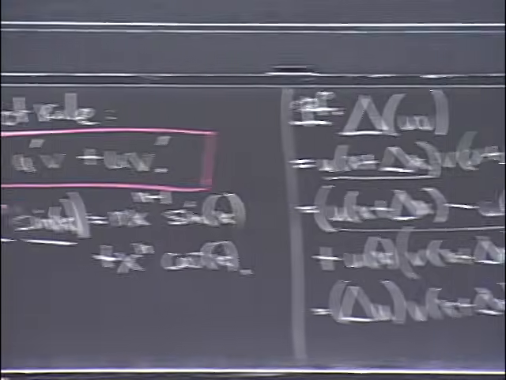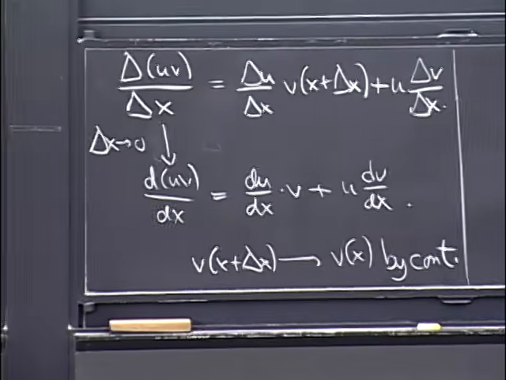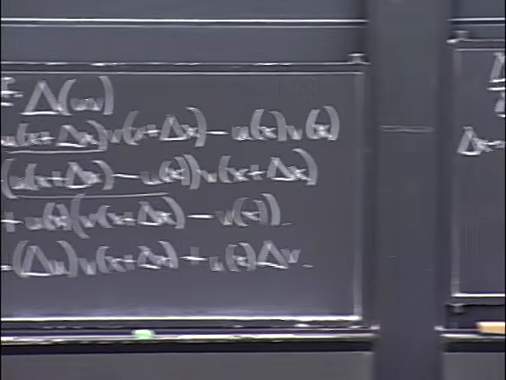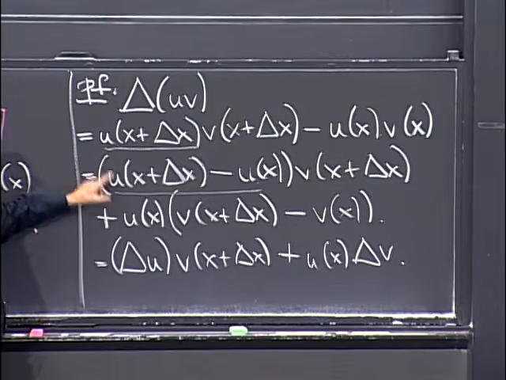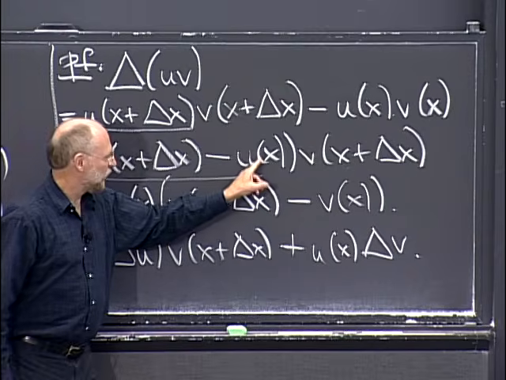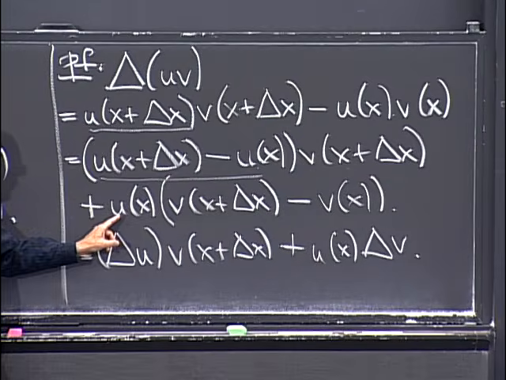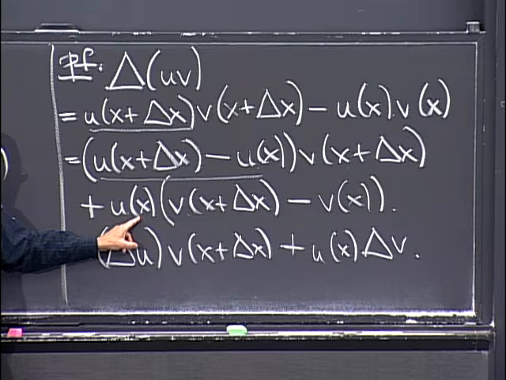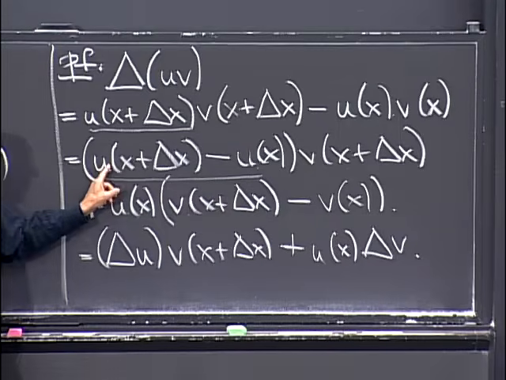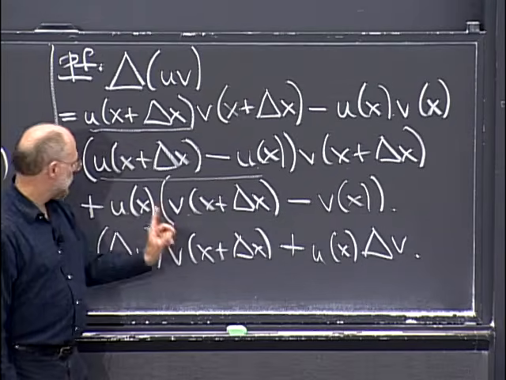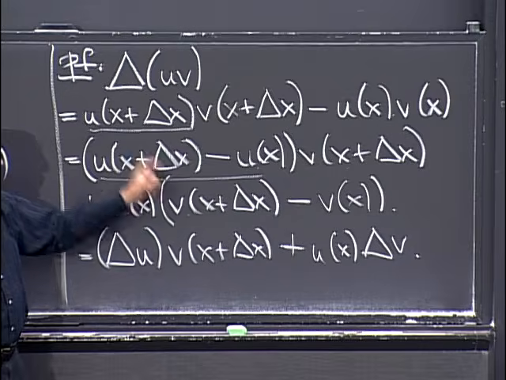Yeah? How did we get from the first line to the second of the long equation? From here to here? Yeah. Well, so maybe it's easiest to work backwards and verify that what I wrote down is correct here. So if you look, there's a u times v of x plus delta x there, and there's also one here. And they occur with opposite signs. So they cancel, and what's left is u of x plus delta x times v of x plus delta x minus u times v, and that's just what I started with.